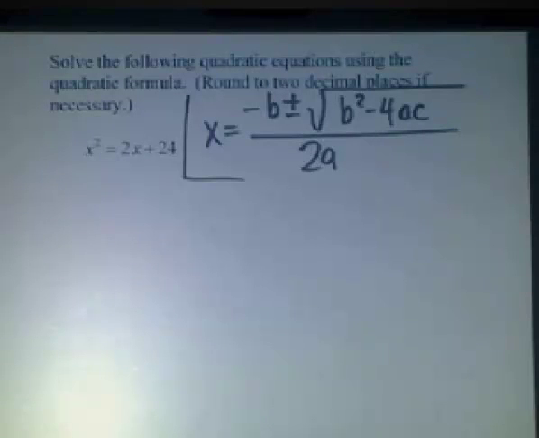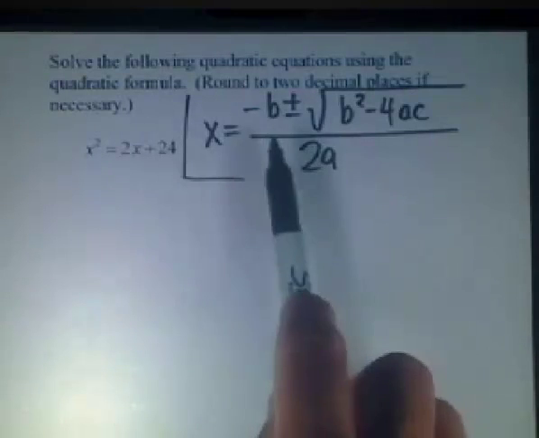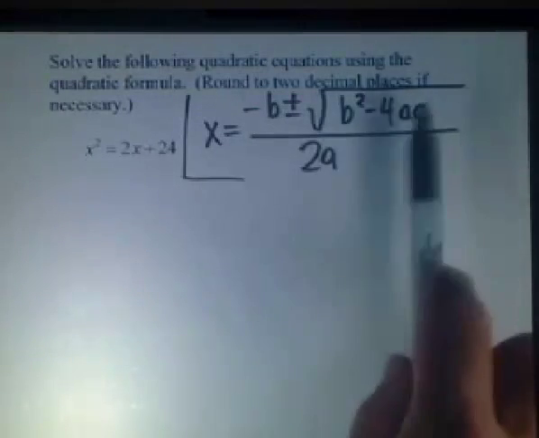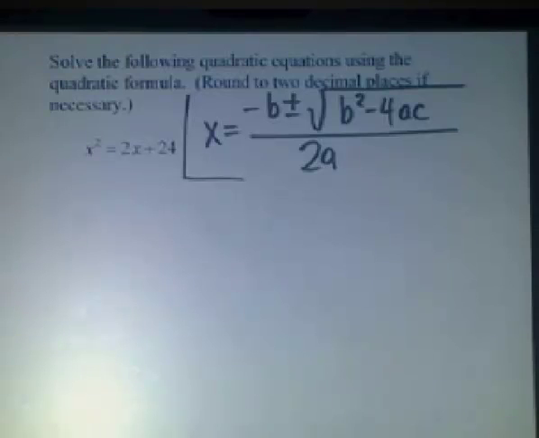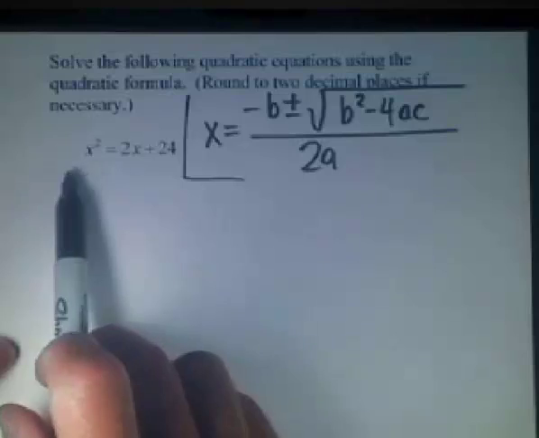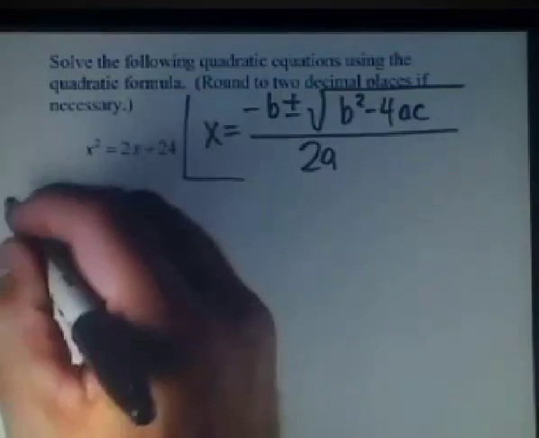Let's solve a quadratic equation using the quadratic formula. That formula is negative b plus or minus the square root of b squared minus 4ac all over 2a. Now, the first step in our process is to make sure that everything is compared to 0. So we'll give ourselves some room over here.